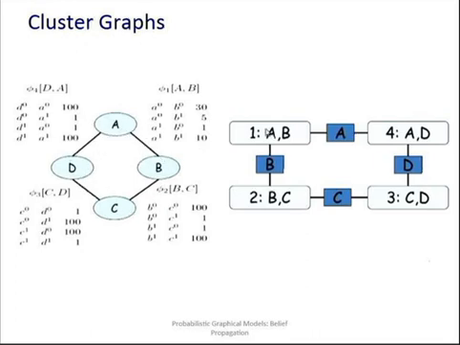A and B connected to B and C, and B is on the separator. So that's their common points. And it doesn't have to contain everything that's in the intersection between the different cliques.